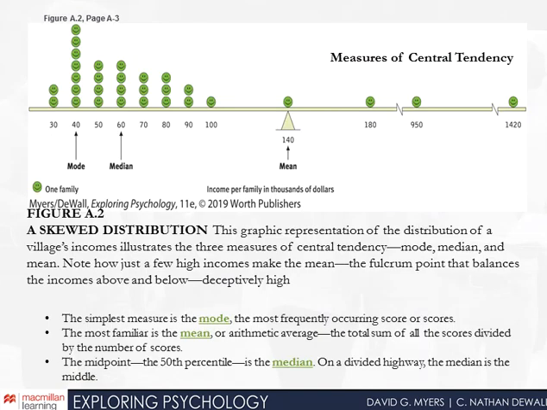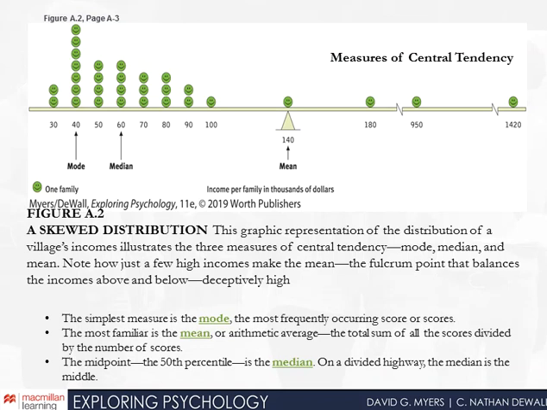Now, let's look a little bit at distribution. We can look at distributions by measures of central tendency. What we have here is a skewed distribution. This graphic representation of the distribution of a village's income illustrates three measures of central tendency: the mode, the median, and the mean. Note at the far right of this graph how just a few high incomes make the mean, the fulcrum point that balances the incomes above and below, deceptively high.